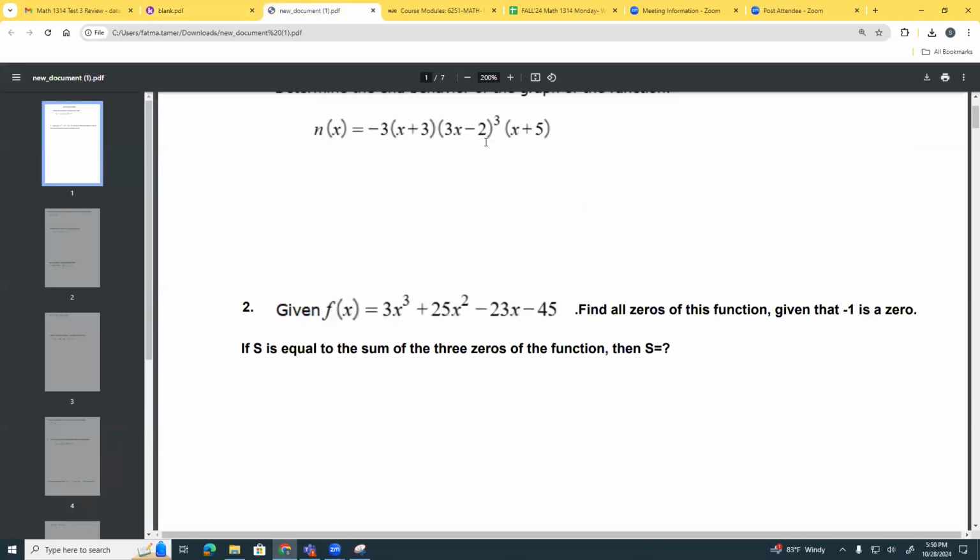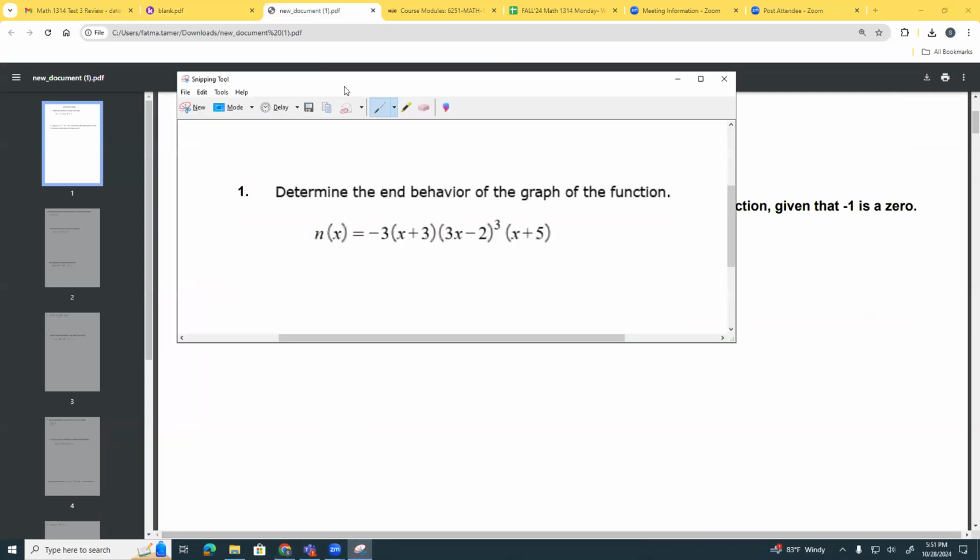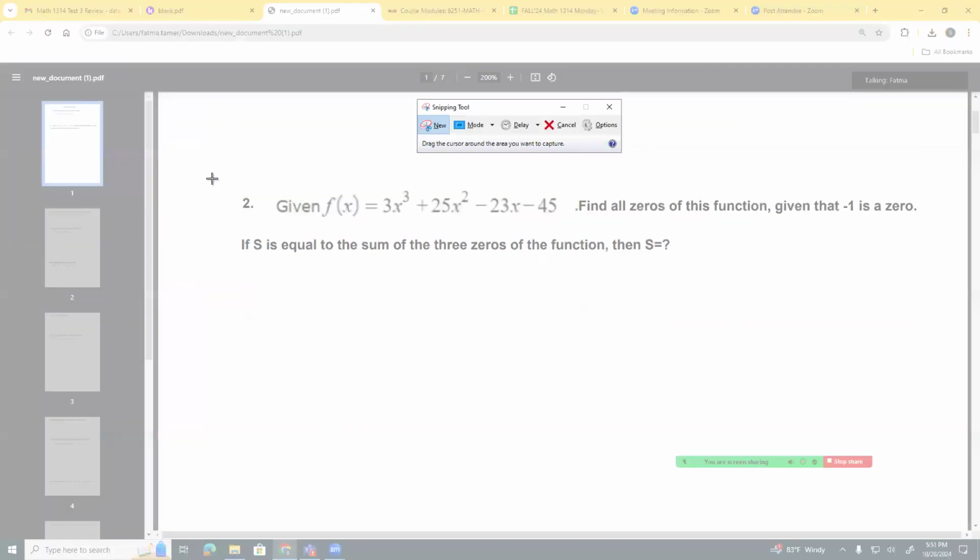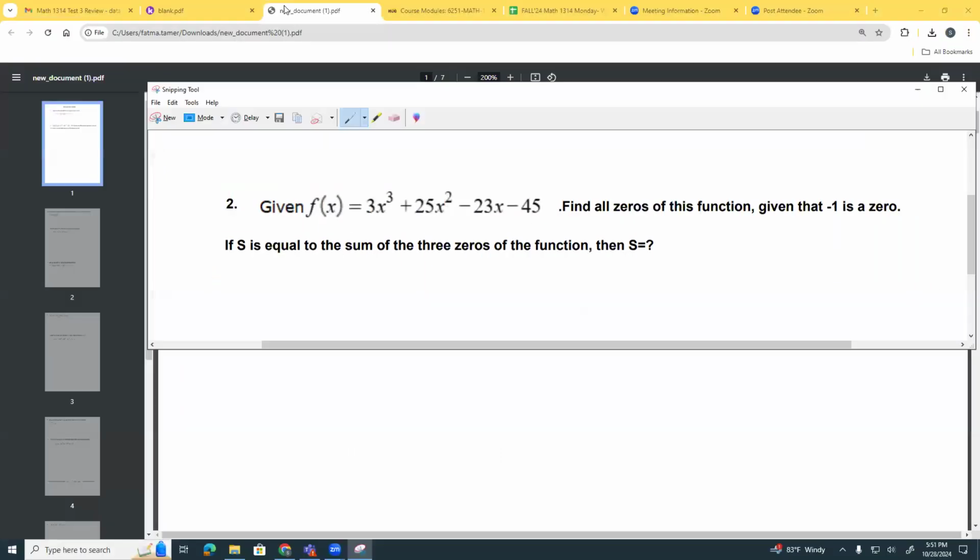Okay, now I want to copy the second question from the review. So that means this is what you're going to see on the test as a second question. We're going to study this one now.